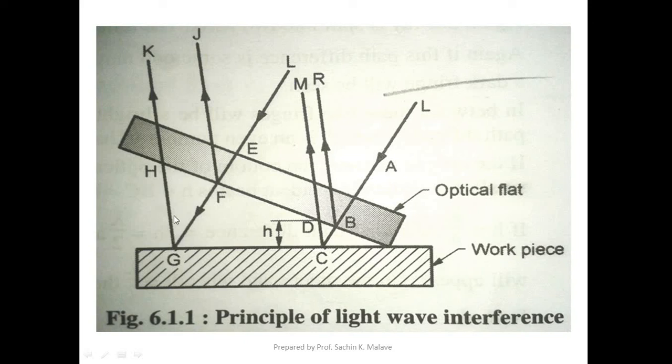But if this path difference is an even multiple of lambda by 2, like 0 lambda by 2, 2 lambda by 2, 4 lambda by 2, in that case you are going to get a bright spot, or a bright line.